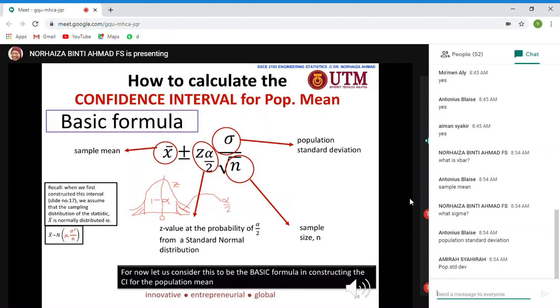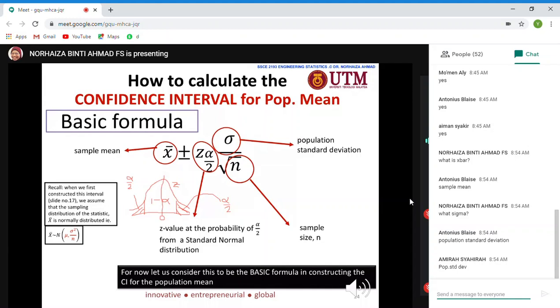Remember, this is the area. 1 minus alpha is the area of probability. Anything under the curve, the area under the graph, under your function, would be the probability. So this is alpha over 2. The size of the area is alpha over 2. This is also alpha over 2.